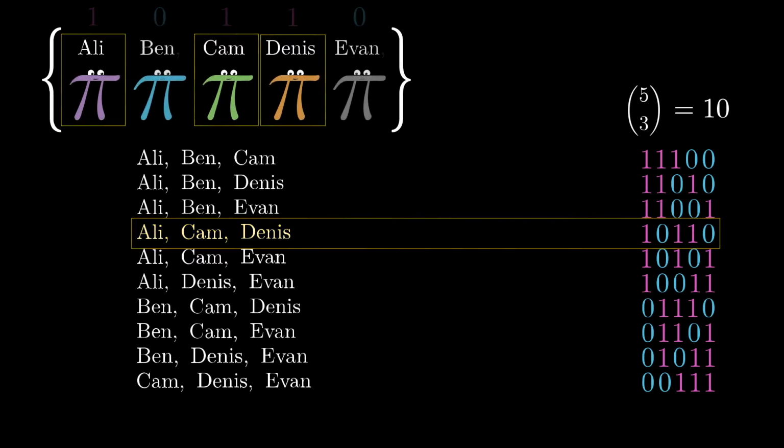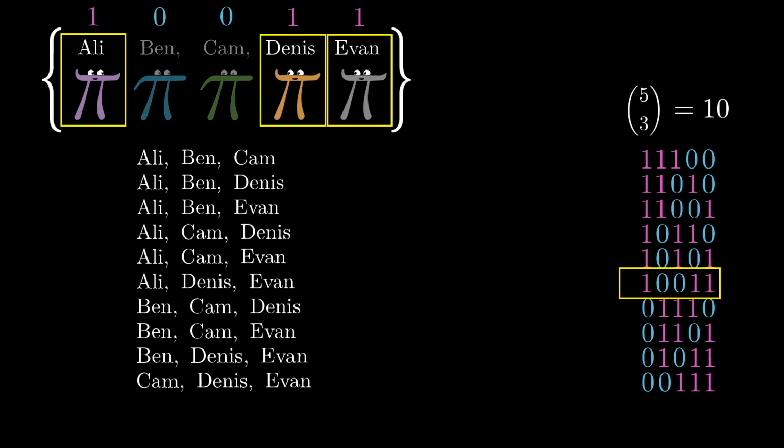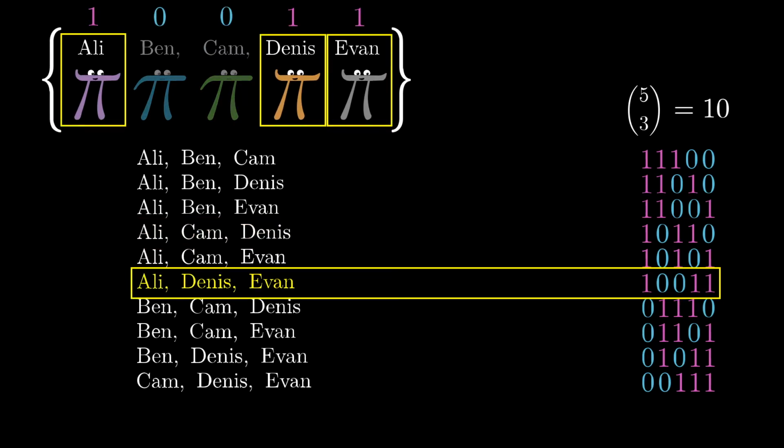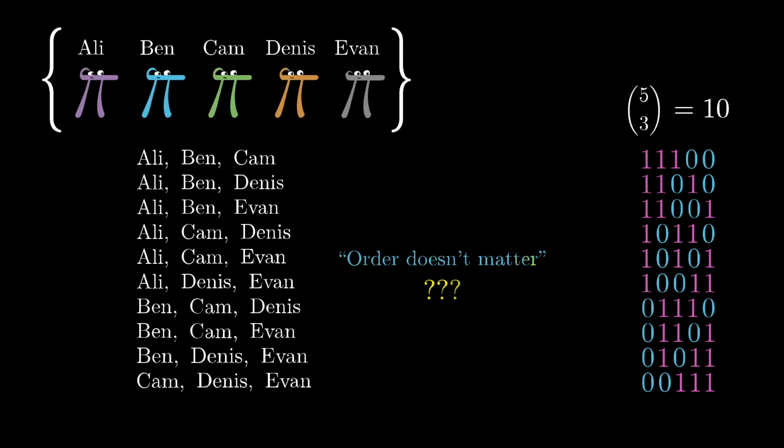Every possible string of zeros and 1s gives us a unique subset, and every subset gives us a unique string of zeros and 1s. And in doing this, by the way, notice how the triplet Ali, Ben, Cam is considered the same thing as Ali, Cam, Ben, or any other way that you might choose to order them. So it's common to say that n choose k counts subsets of size k, where order doesn't matter. But a phrase like order doesn't matter can be kind of confusing, because back in the context of binary strings, order most certainly does matter. After all, these are all the different ways to order 3 1s and 2 zeros.